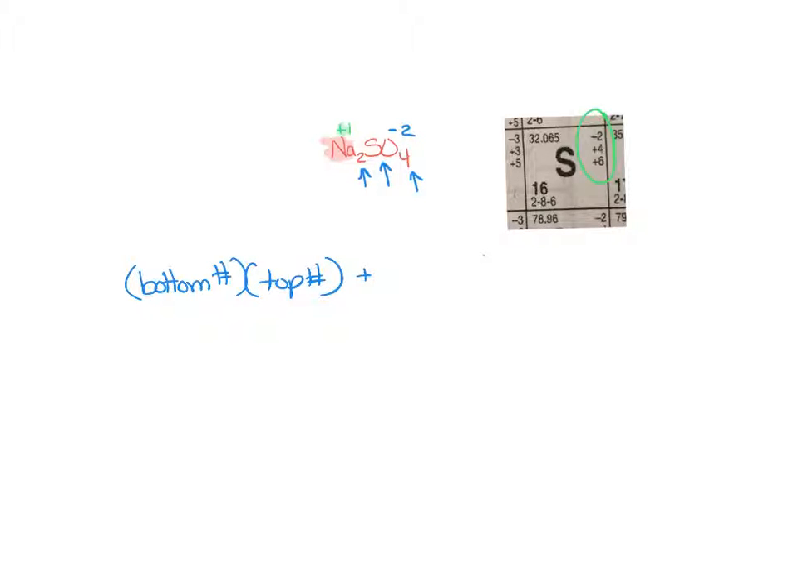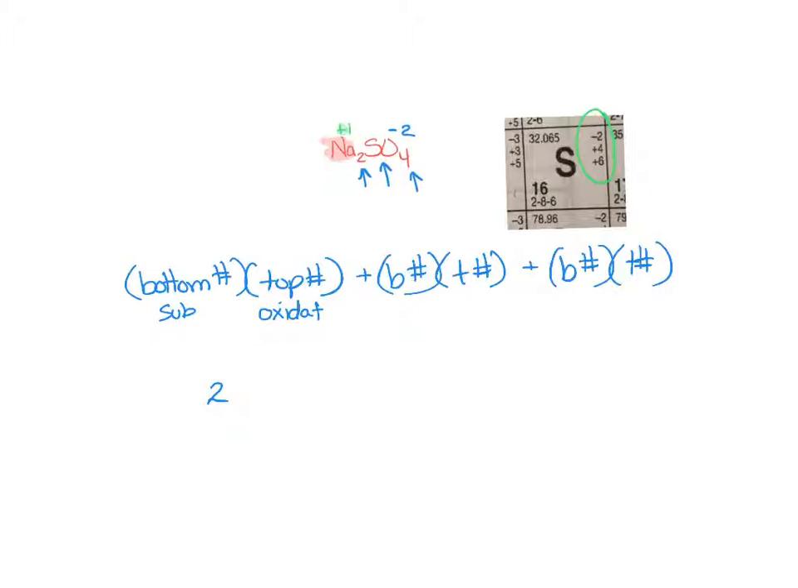plus, and then we're going to do the next element. Bottom number, I'm going to abbreviate here, bottom number times top number plus bottom number times top number, okay? So when I say bottom number, I'm talking about the subscript, and when I talk about the top number, I'm talking about the oxidation number. So we're going to go bottom times top plus bottom times top plus bottom times top till we run out of elements.